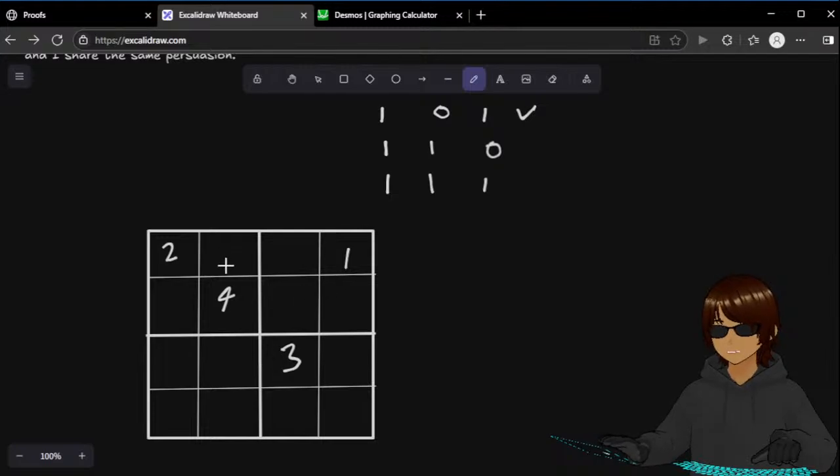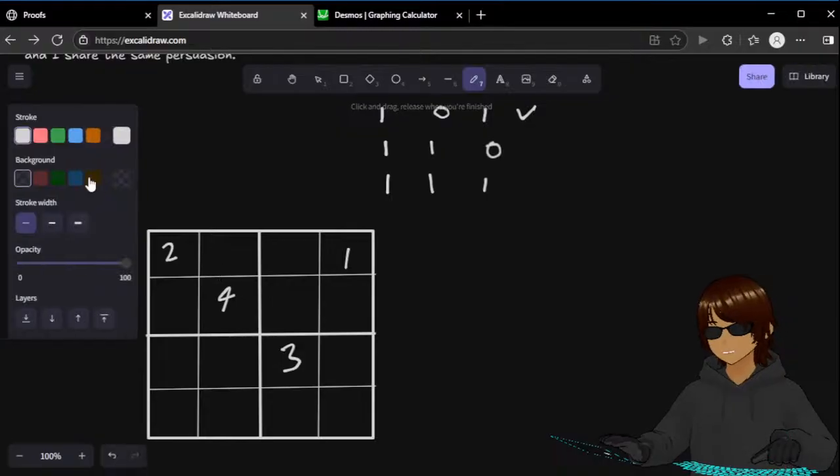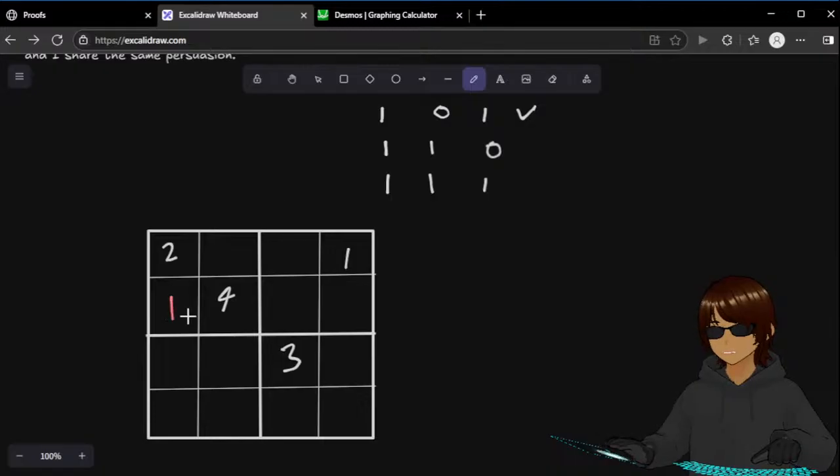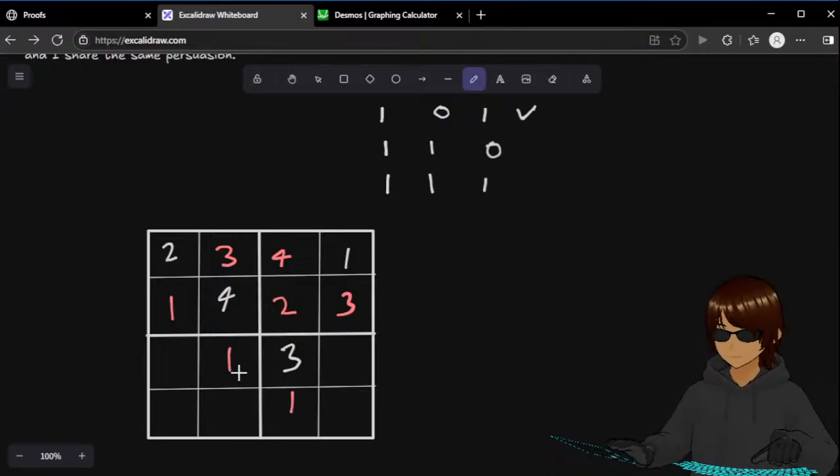You can't have 1 here. We can't have 1 here, so 1 has to be here. The 3 has to be here. So 4 has to be here. 3 cannot be here. 3 has to be here. 2 here. And 1 here. And 2 here. 2 has to be here.